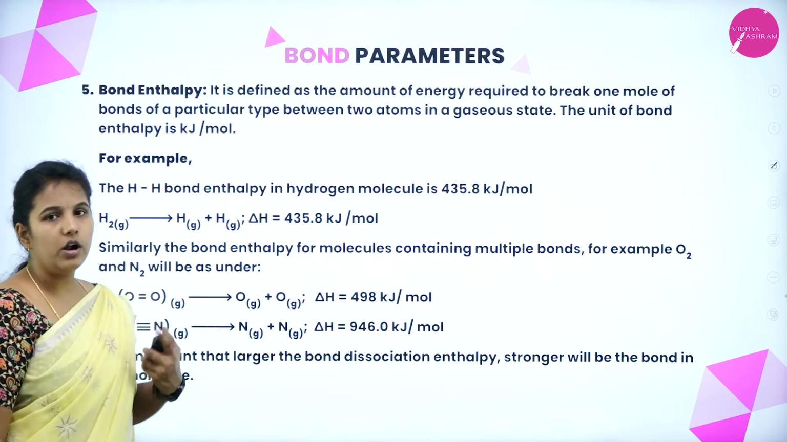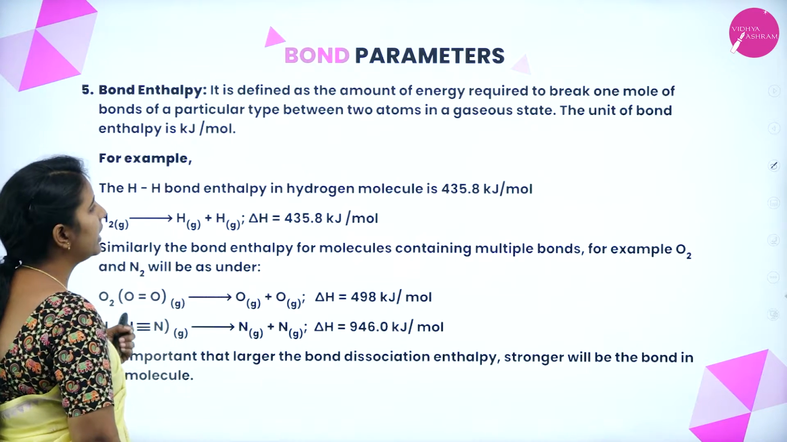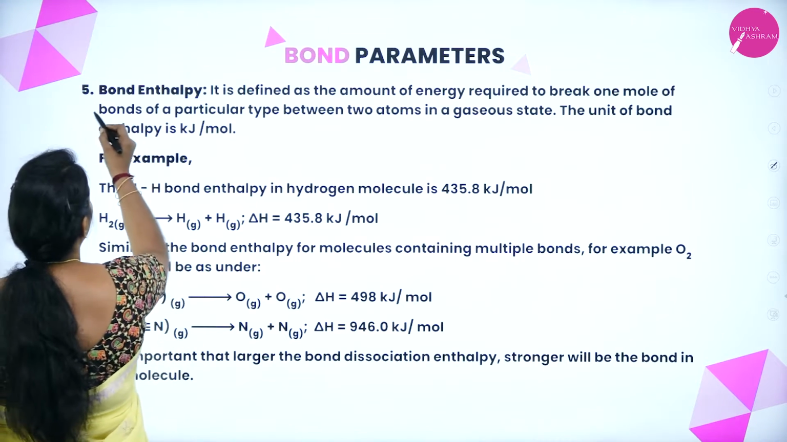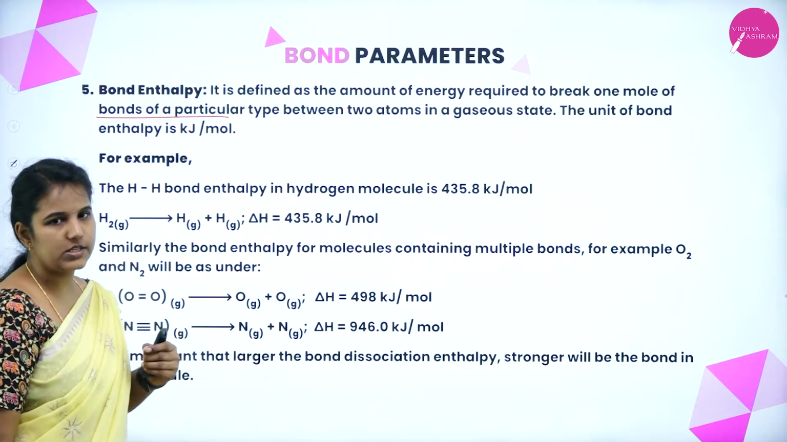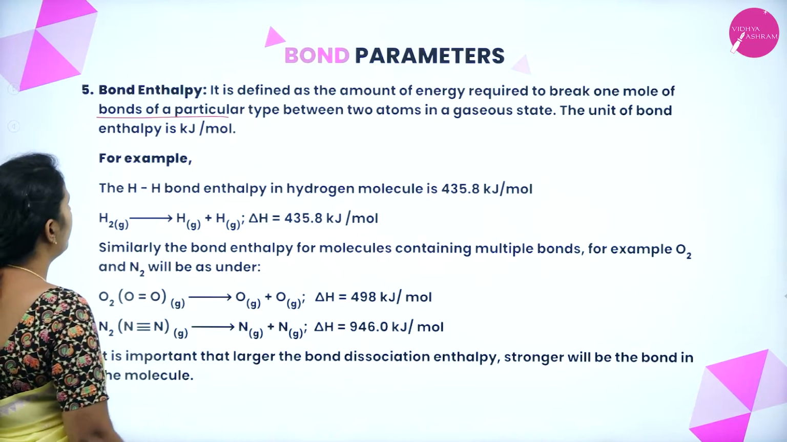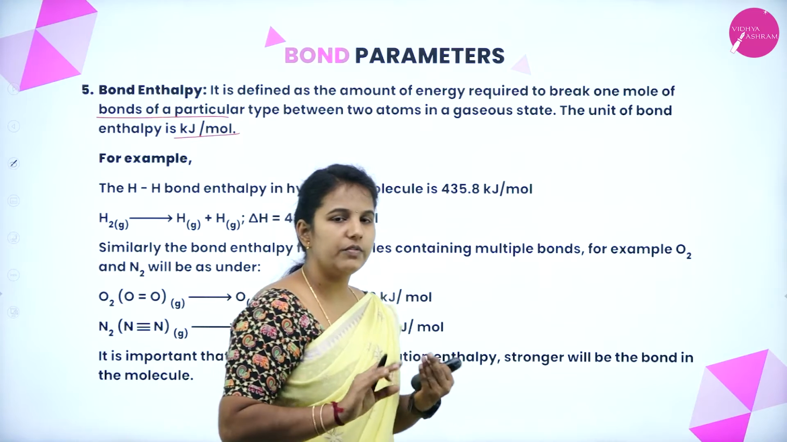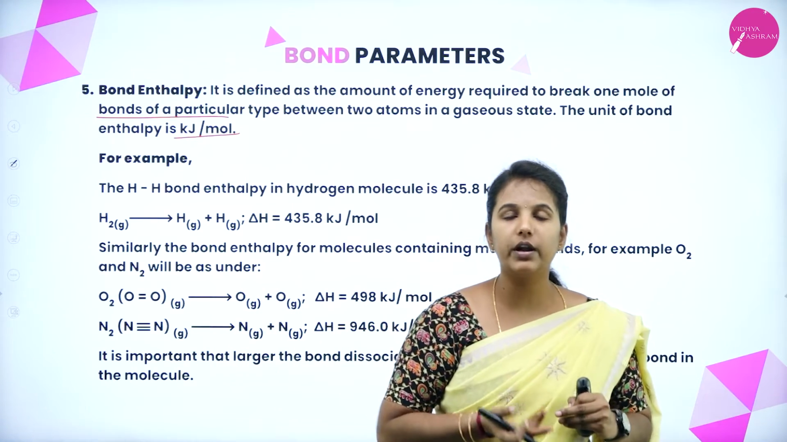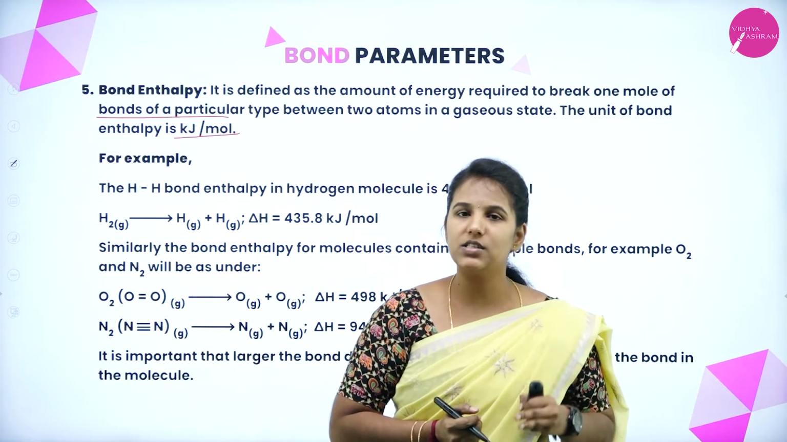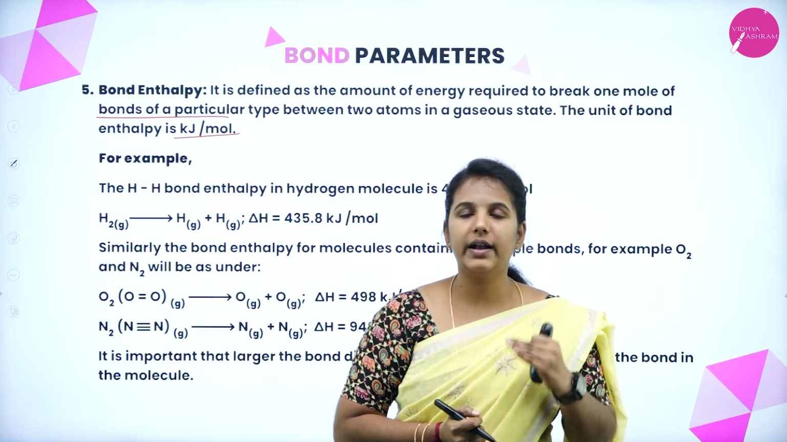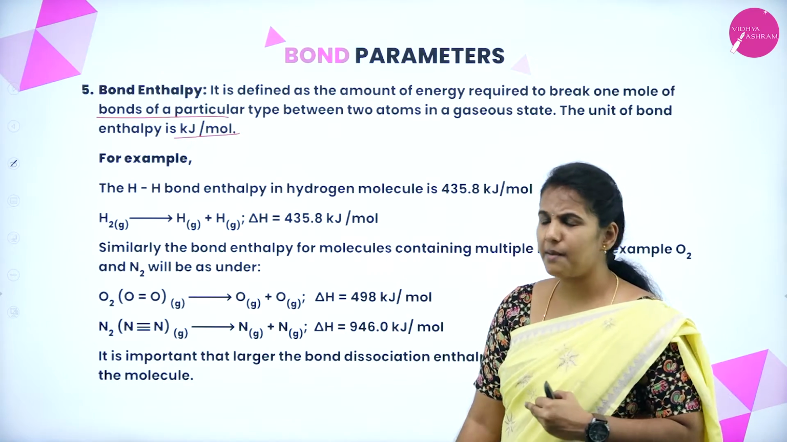Next is bond enthalpy. It is defined as the amount of energy required to break 1 mole of bonds of a particular type between the two bonded atoms in a gaseous state, and the unit of bond enthalpy is kilojoules per mole. Suppose there is a bond between two different atoms, how much energy is required to break that bond, that is known as bond enthalpy, and it is expressed in kilojoules per mole. Here we have an example for that.